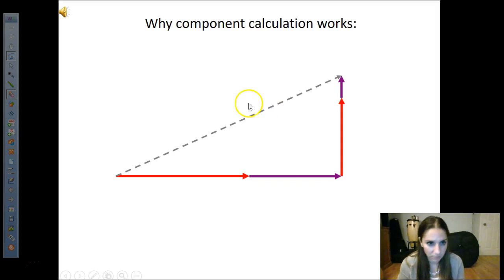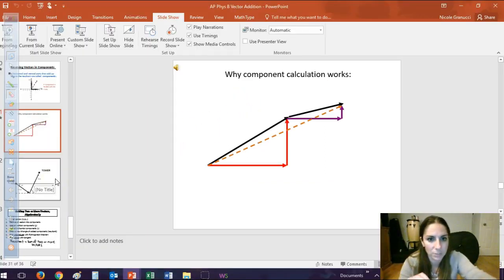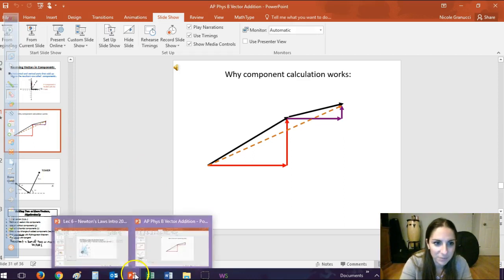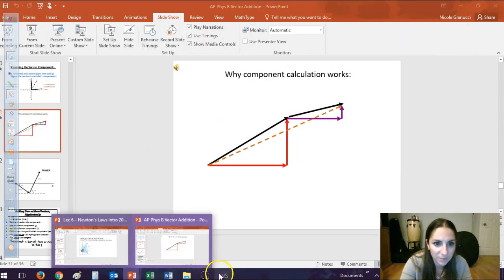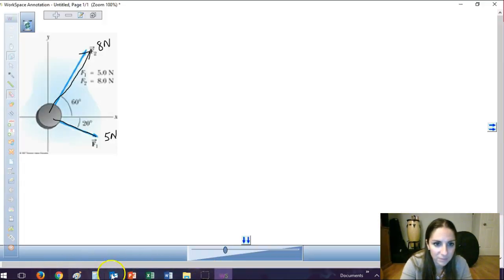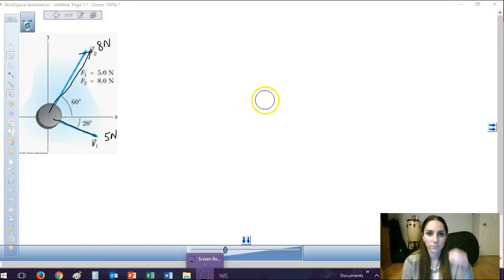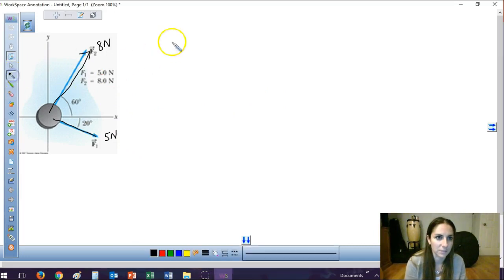So let me take you back now. I'm going to get out of this slideshow and go into this. There we go. Okay, so now we're back to the problem. So we're going to find the net force on this system right here. So what is the net force?